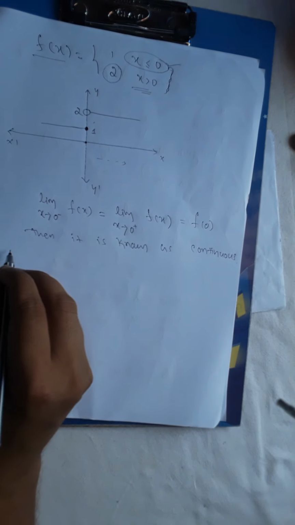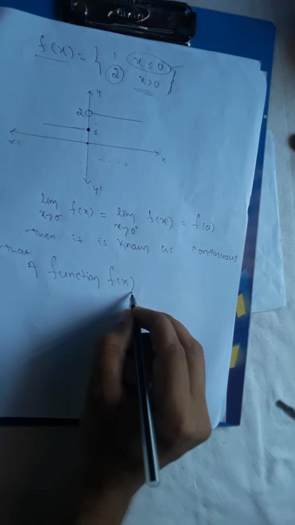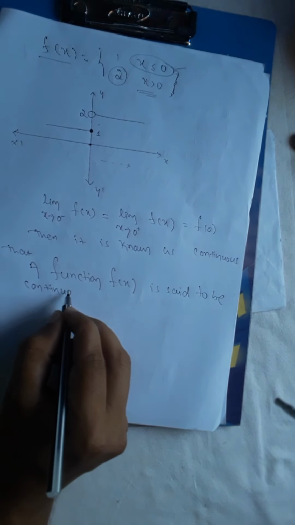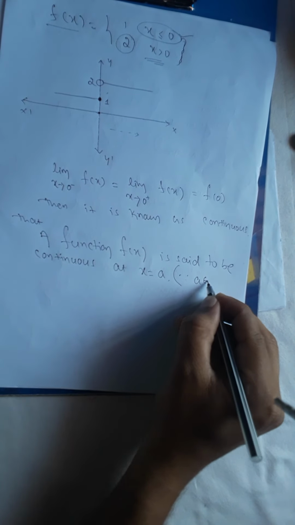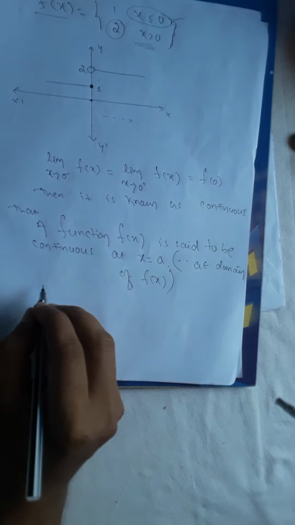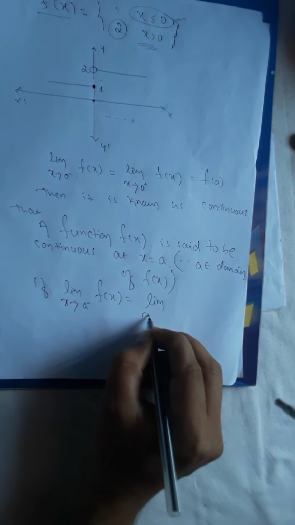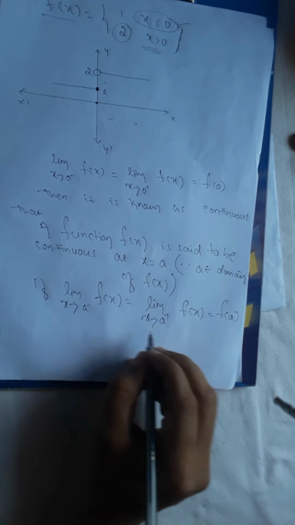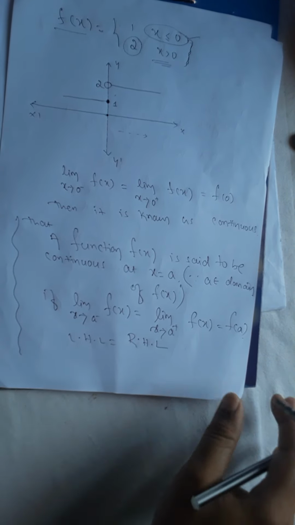Or we can also say it like this, that a function f of x is said to be continuous at x is equal to a, where a belongs to the domain of f of x, if limit x tends to a minus f of x is equal to limit x tends to a plus f of x, both equal to f of a. Then we can say left hand limit is equal to right hand limit. This is the definition of continuity.